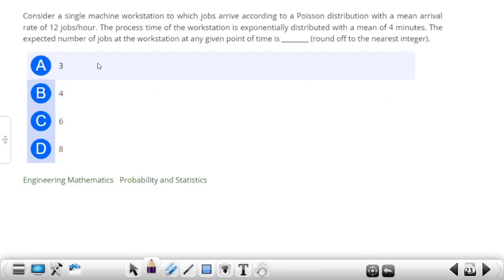Next question. Consider a single machine workstation to which jobs arrive according to Poisson distribution with mean arrival rate of 12 jobs per hour. The process time of the workstation is exponentially distributed with mean of 4 minutes. The expected number of jobs at the workstation at any given point of time.